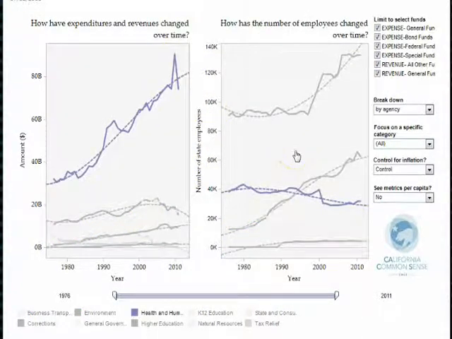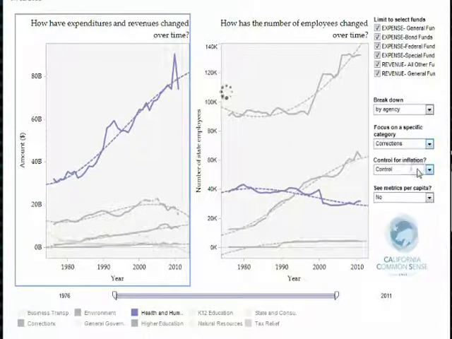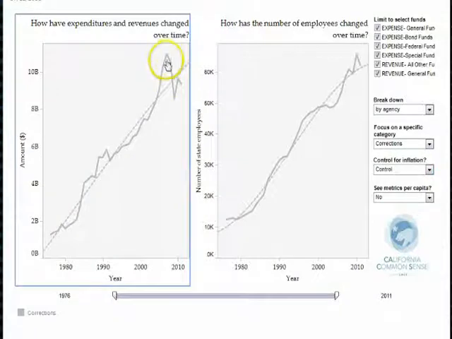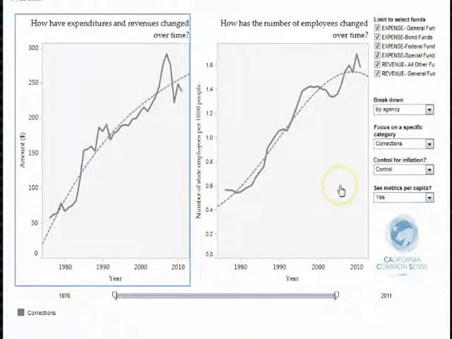Let's say we want to focus on just one of these agencies. We can go here, select the agency we want to see, and now, for example, we're just seeing spending and the number of employees for the corrections agency. And we see that there's a pretty dramatic increase over the past 30 years. We've gone from around $2 billion in spending to around $9 billion, and from around 12,000 employees to over 60,000. But let's control for population growth, and we see that the trend persists. There's still a pretty dramatic increase.